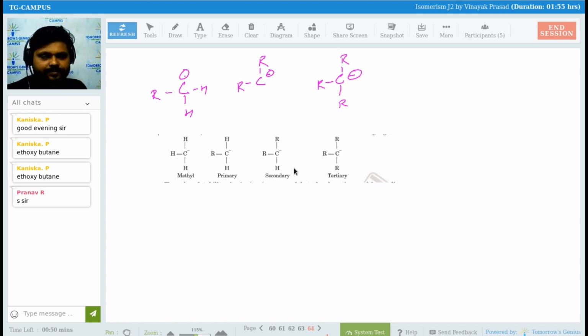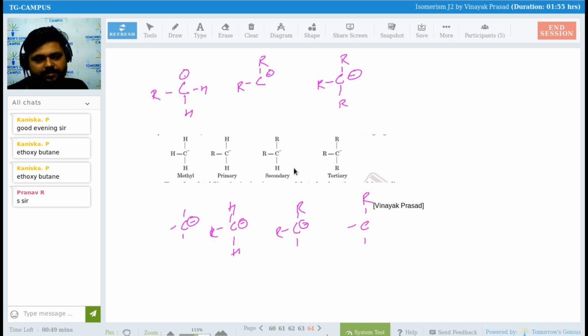See this case. This is what we are having. This is simply methyl. So there is minus charge there, right? This is methyl with minus charge. This is 1 degree carbanion. R is there, and H and minus charge is there, right? This is 2 degree, and here the minus charge is there. This is 3 degree, and carbanion is there, right?